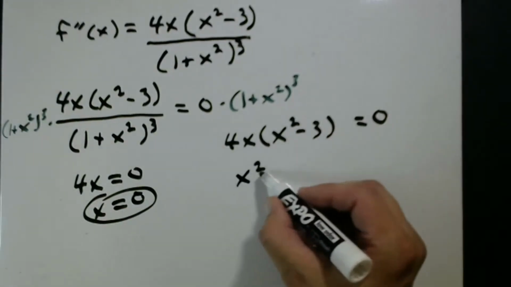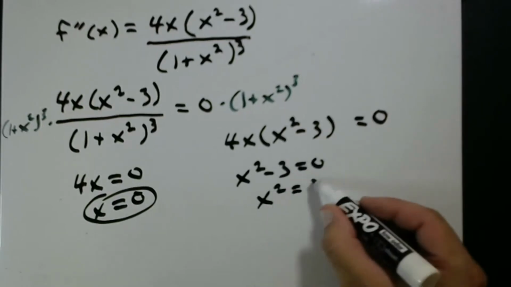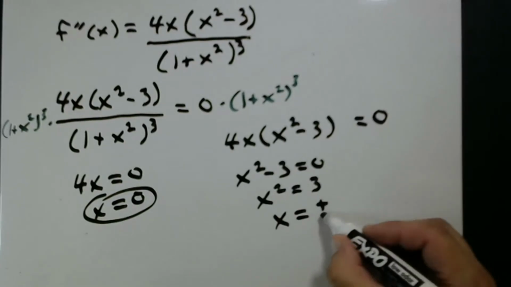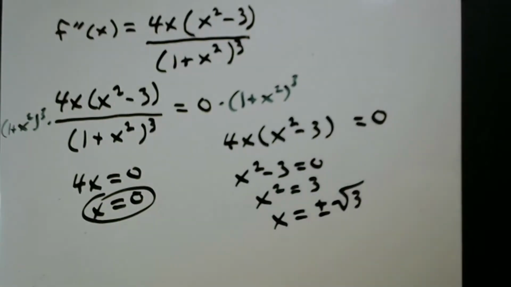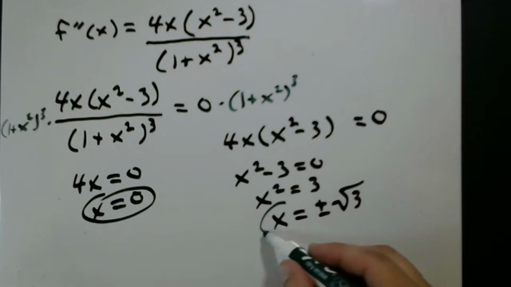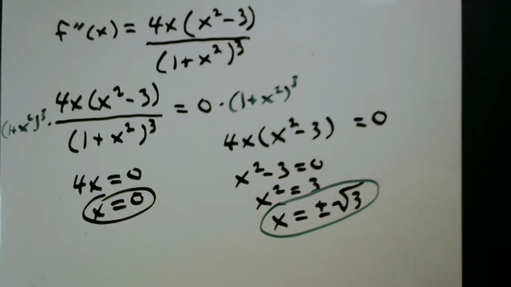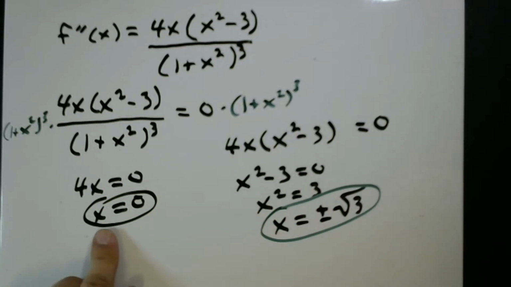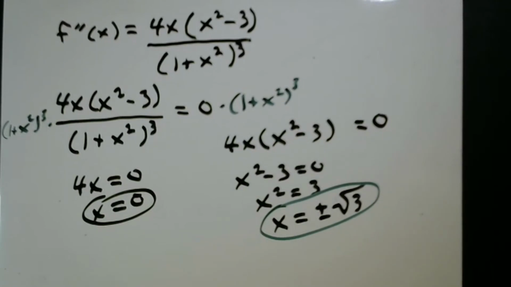And when x squared minus 3 is equal to 0, we square root both sides, and get x is plus or minus square root of 3. So the second derivative is 0 when three things happen: when x is 0, or x is plus or minus square root 3.